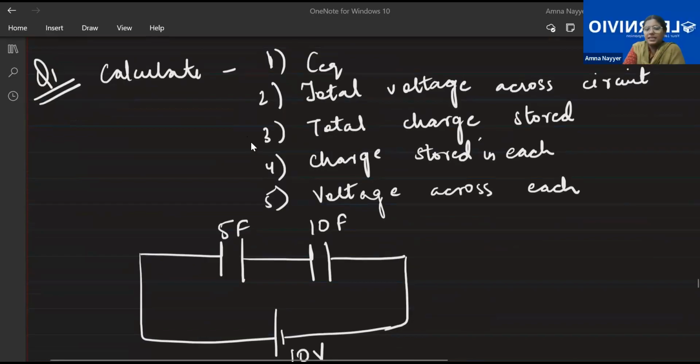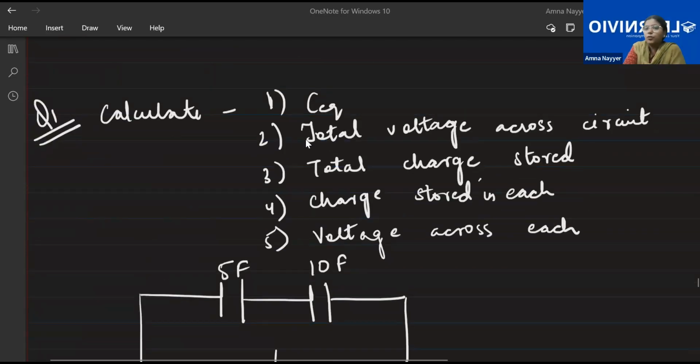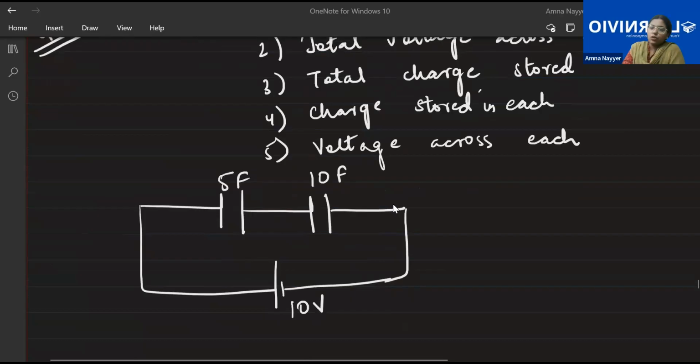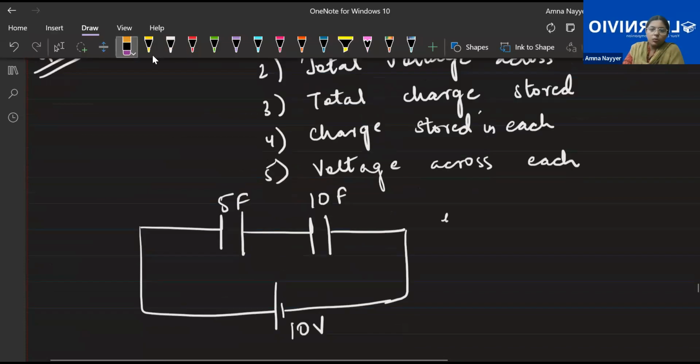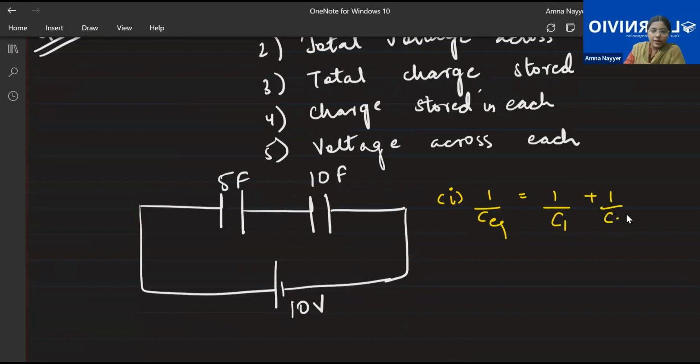See, this question has two capacitors, 10 farad and 5 farad, connected to a 10-volt battery. Now we have to first find the C equivalent. So, Basmi, tell me the steps. For calculation of C equivalent, what is the formula that should be used? One by C1 plus 1 by C2. Correct. So the formula will be 1 by C1 plus 1 by C2.